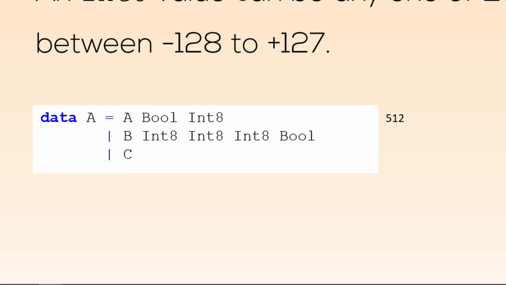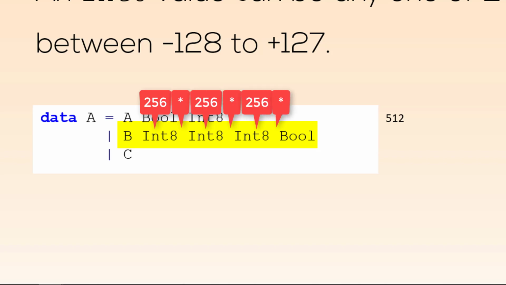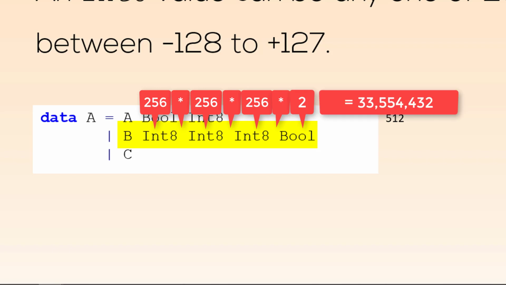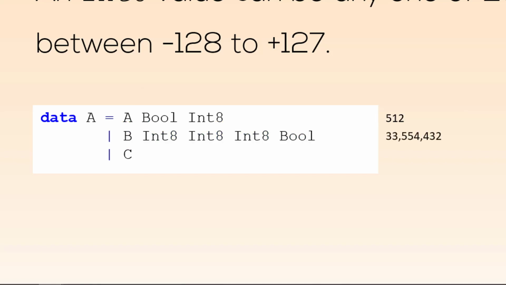Now for the second constructor, which is B. This is a product type too, and the number of values which it can take is equal to 256 multiplied by 256 multiplied by 256 multiplied by 2, which is roughly equal to 33.5 million. All we are doing is multiplying each of the possible values each individual type can take. Now for the final constructor, C. It is a null array constructor, so it can only take one value. That is the value of the constructor itself.